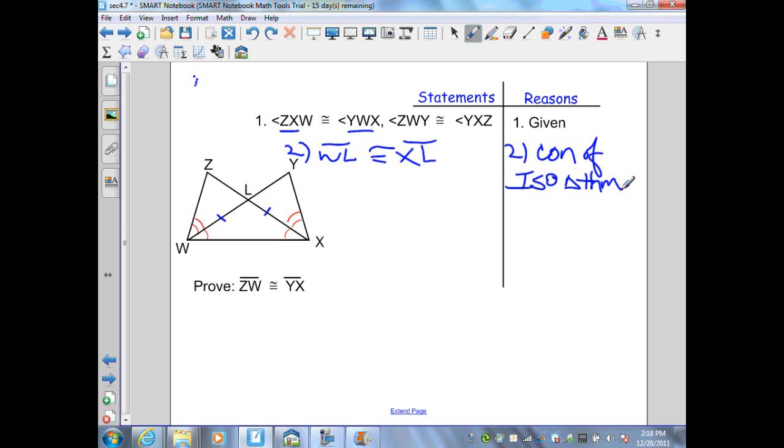Now, the segments I need to prove are contained inside the triangles ZLW and YXL. I already have an angle and a side that are congruent inside those two triangles. I can state on step 3 that angle ZLW is congruent to angle YLX. And that reason is vertical angle theorem.